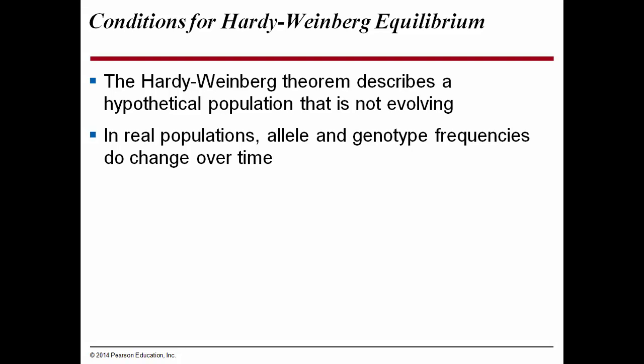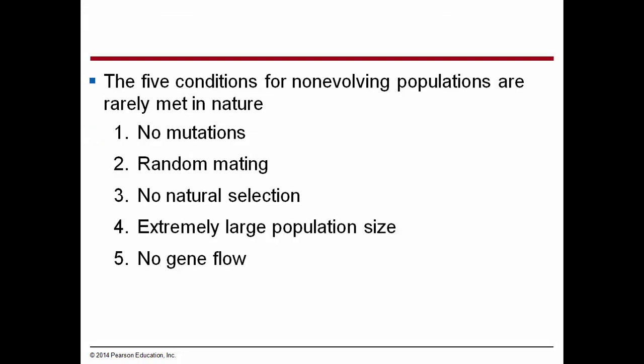The Hardy-Weinberg theorem describes a hypothetical population that is not evolving. In real populations, allele and genotype frequencies do change over time. The 5 conditions for non-evolving populations are rarely met in nature. They are: no mutations, random mating, no natural selection, extremely large population size, and no gene flow. It rarely occurs, but it does. We'll see an example here soon where we can see where it does occur.